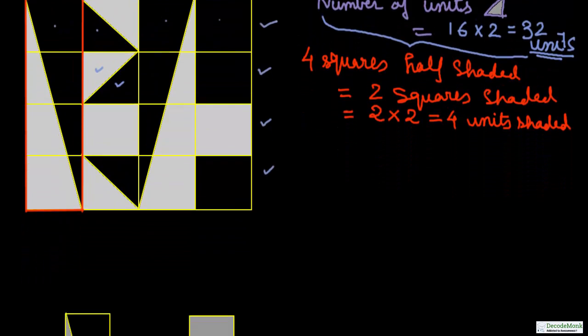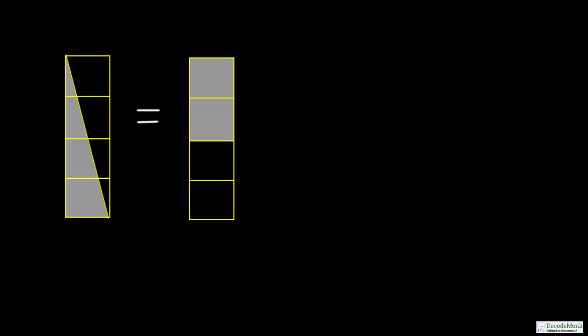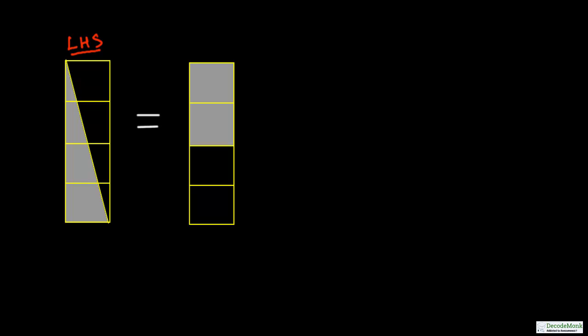What I mean to say is something like this. On the left hand side we have a rectangle which is diagonally shaded. This half portion is exactly similar to this unshaded portion. So half of this rectangle is shaded, and this shading can be done in this form also. Here also half of the rectangle is shaded. Whether you shade diagonally or horizontally, the shaded portion will be the same for the rectangle on the left hand side and the rectangle on the right hand side.